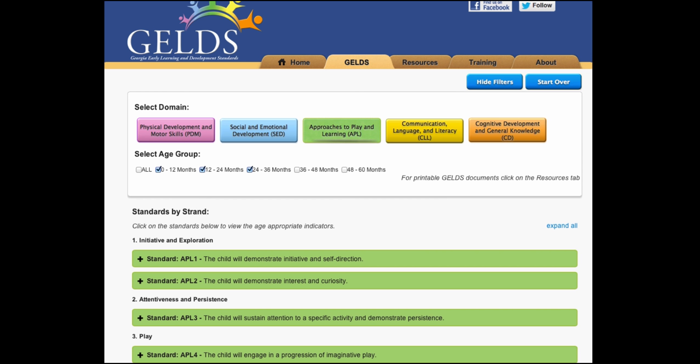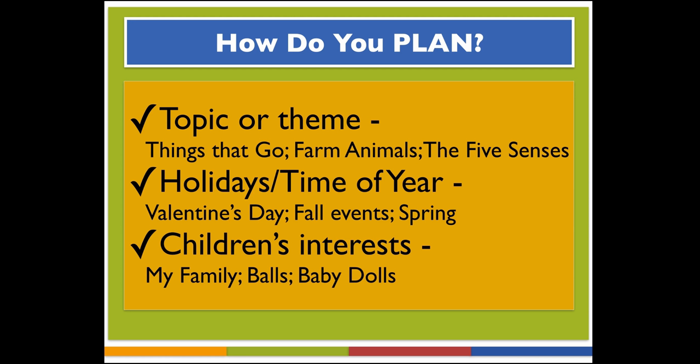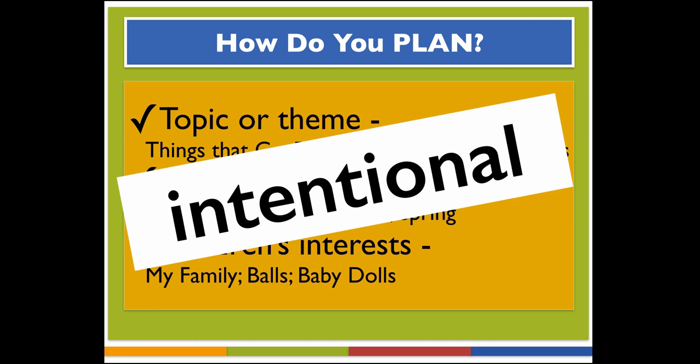When you sit down to plan with certain GELDs in mind, you might be thinking about an overall topic or theme, such as things that go, farm animals, or the 5 senses. Or you might make a plan around a particular school event or upcoming holiday. Other teachers use their children's interests in their plans. Be sure that you are intentional in what you are teaching. The indicators reflect what we need to teach, not what the children already know how to do.